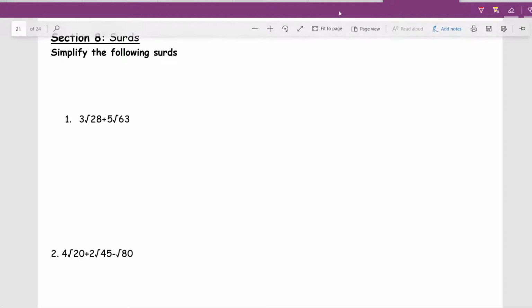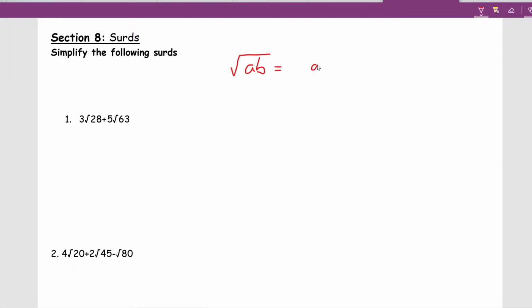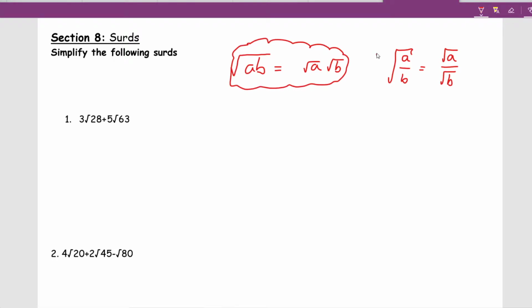Couple of things about surds. Remember that when you've got a surd written as a product of two numbers, you can split it up and rewrite it as root A times root B. And also, if it was written as a fraction of A over B and square rooted, that can be rewritten as root A over root B. So be familiar with those two rules, because we're going to be using them now.